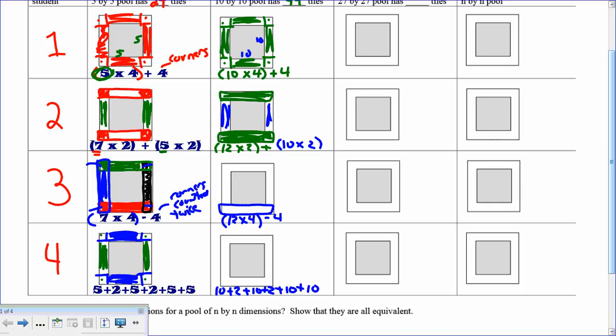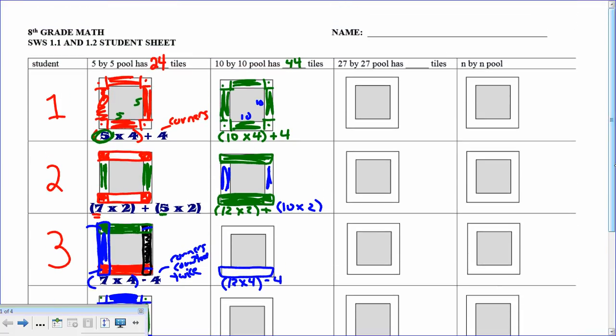Okay? So now when we go to the bigger pool, the 27 by 27 pool, again, finding similar equations to what we had, just changing it with the dimensions. Okay? So again, we have 4 sides of 27. And then we're going to add 4 to it for the corners. Okay? So you can see the sides change as the dimensions of the pool change. Right? Everything else stays the same.